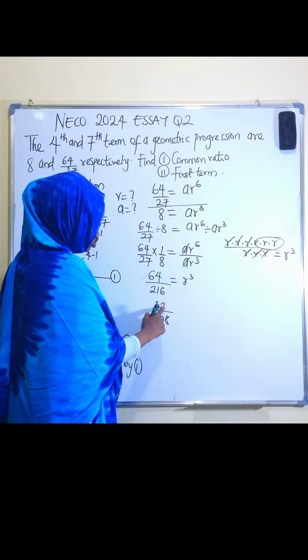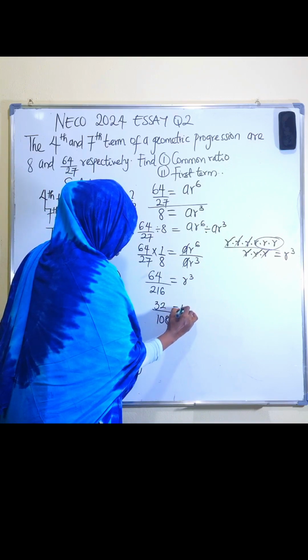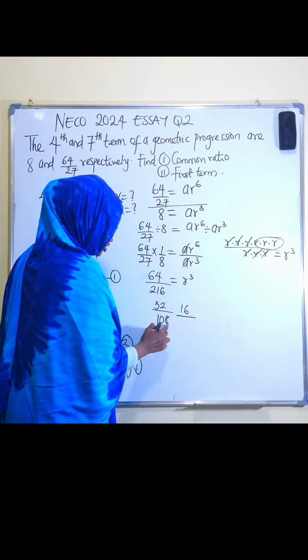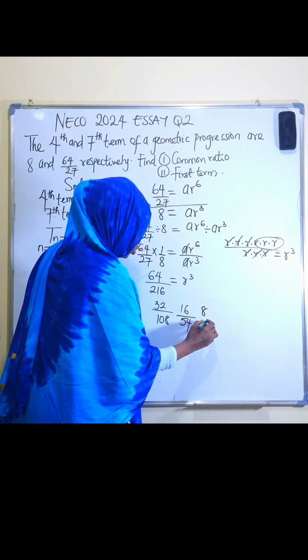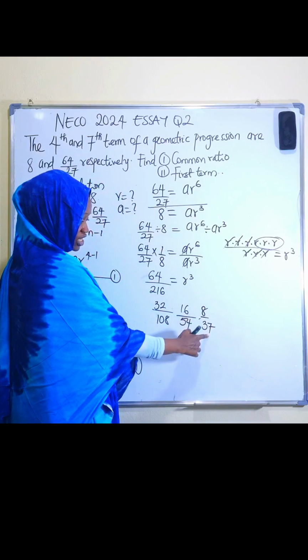2 can go here again. 32 divided by 2 will give us 16, right? Here we have 16. I'm breaking this down over 108 divided by 2, which will give us 37. This is to its lowest term, so we stop here. So we have 8 over 37.